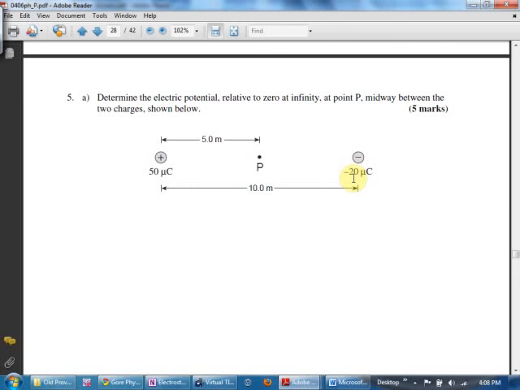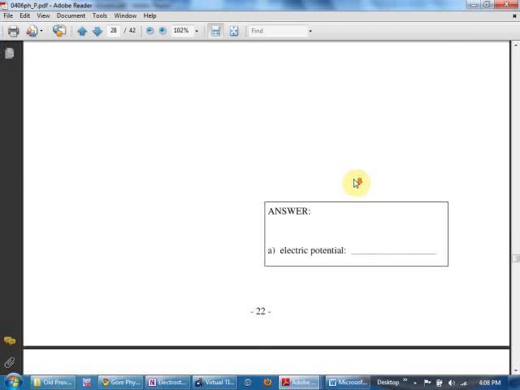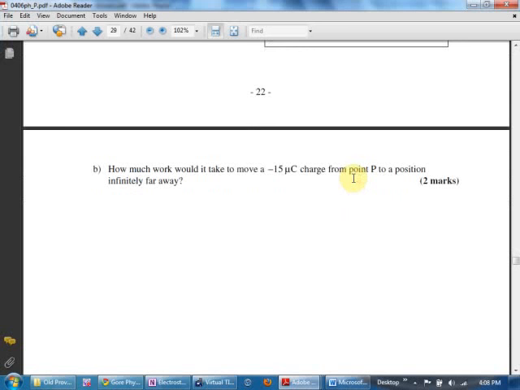How much work would it take to move a negative 15 microcoulomb charge from a point P to a position infinitely far away? Work is change in... oh, no, you know what? Work is QV, because potential energy is Q times change in voltage. And since I just figured out the total voltage, I bet that'd be a shorter way to do it. Since it's asking how much work to move a negative charge, I'm willing to bet you get a positive voltage because it doesn't want to move far away from the negative. I'd kind of be willing to bet that for part A, I get a positive answer, just a guess, but probably.